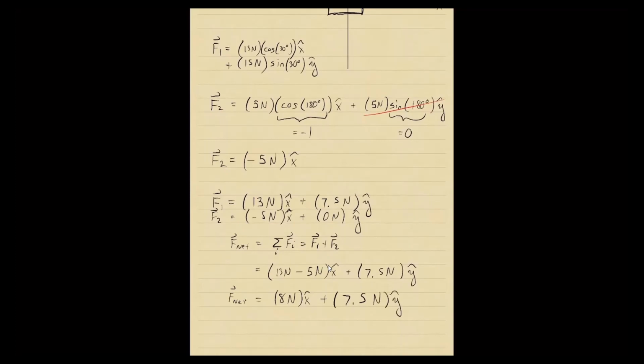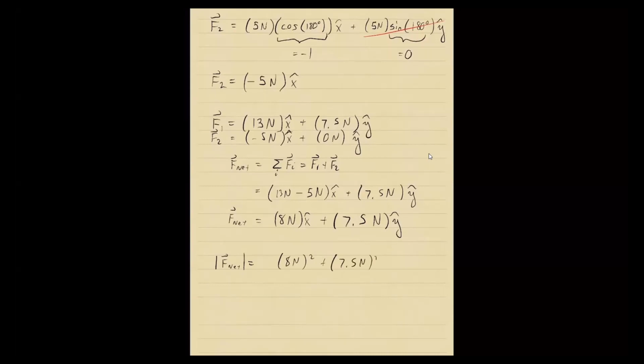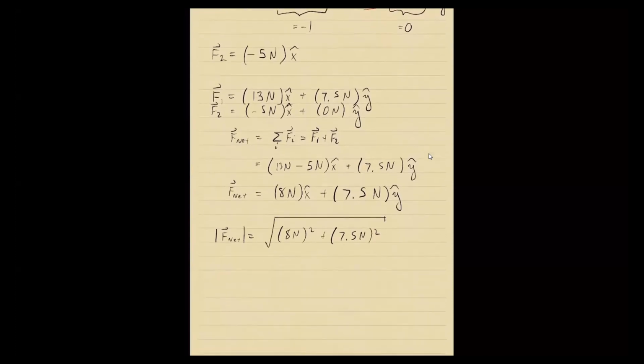And so now the magnitude of this net force is equal to the x component squared, so 8 newtons squared, plus the y component squared, so 7.5 newtons squared. We just take the square root of that. Right? So if you punch this into a calculator, you get that the net force magnitude is equal to about 10.97 newtons.